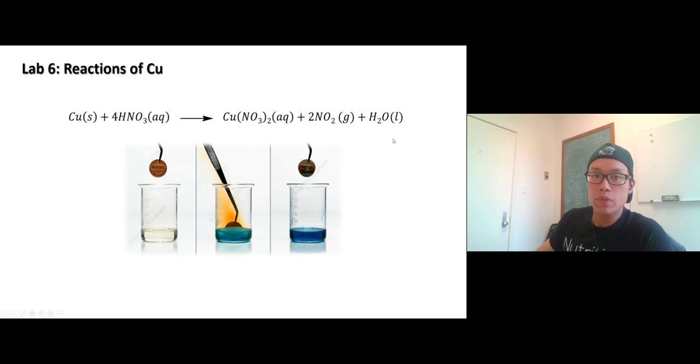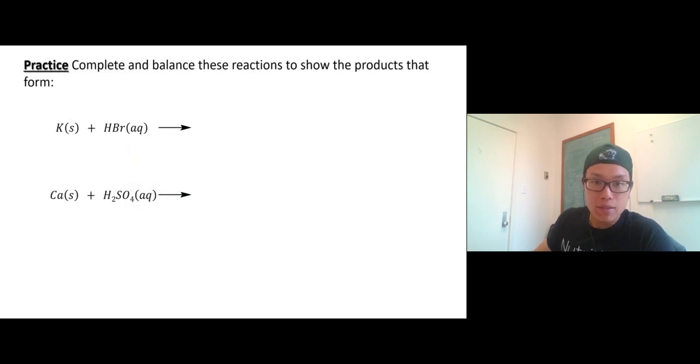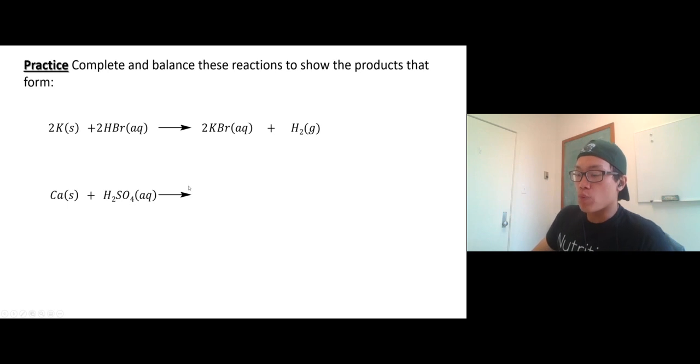All right, let's practice this. Complete and balance this reaction and show the product that forms. Potassium reacts with hydrobromic acid. You can guess that this is a single displacement reaction. Potassium bromide, of course, is formed, and hydrogen gas. Don't forget to balance the equation. There are 2 hydrogens here, so I put 2 in front of HBr. Then we have Br2, so we have to put 2 in front of potassium bromide and then 2 in front of potassium.